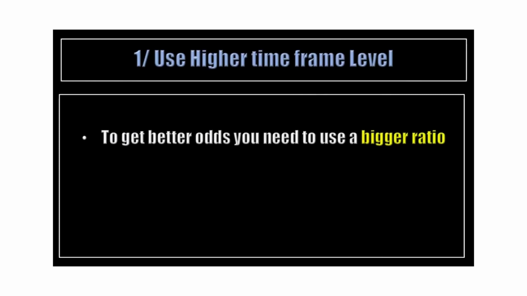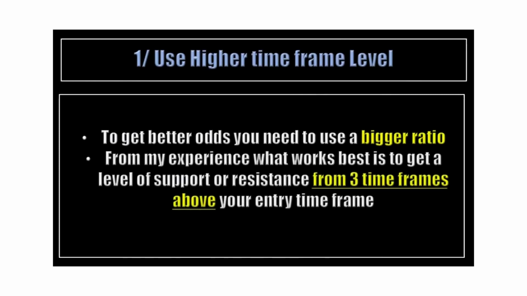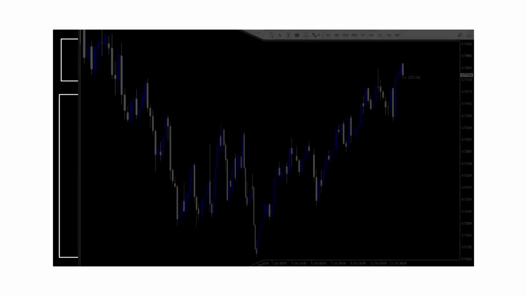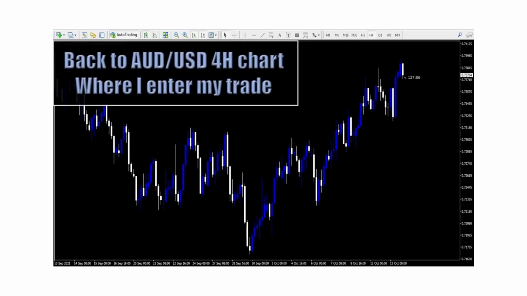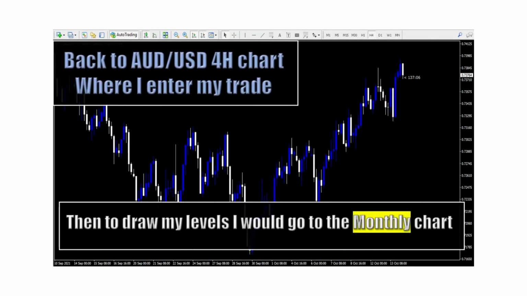To get better odds, you need to use a bigger ratio. From my experience, what works best is to get a level of support or resistance from 3 time frames above your entry time frame. Back to the AUD/USD forward chart where I enter my trade. To draw my level, I would go to the monthly chart.